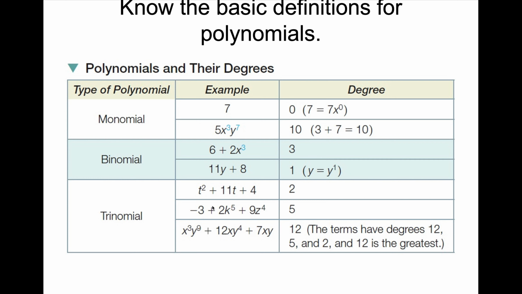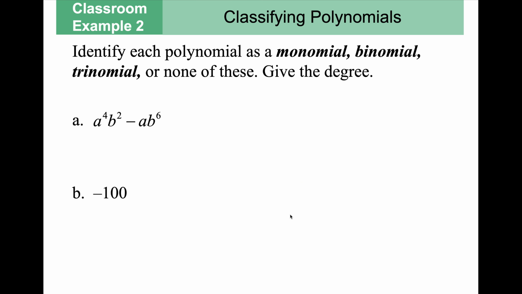And then here's another example of a trinomial where I've got more than one variable. So here, the leading term, I'd have 9 plus 3 is 12. That's the highest one, so it's 12. Here, in this trinomial, the highest exponent is 5, and even though it belongs to the k and not to the z, the highest degree is going to be 5.